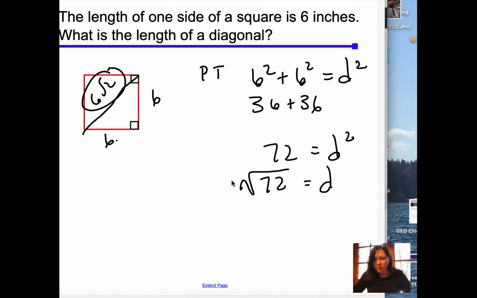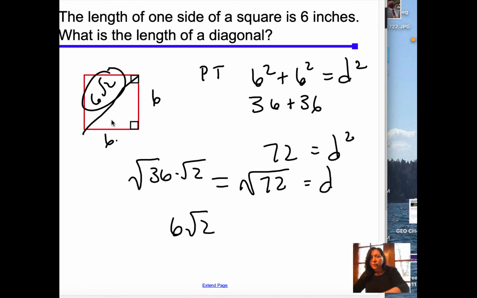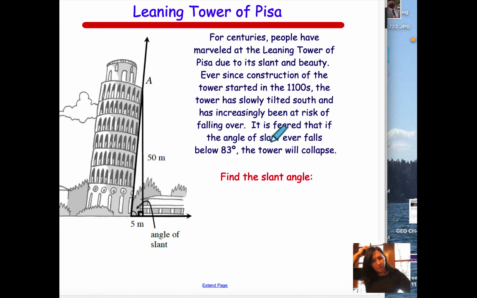Similarly, they told me that my base is 40 centimeters. Even though this length here is 40, in order to find this height, I realistically only need this side here, which is now 20, and I'm trying to find that height.